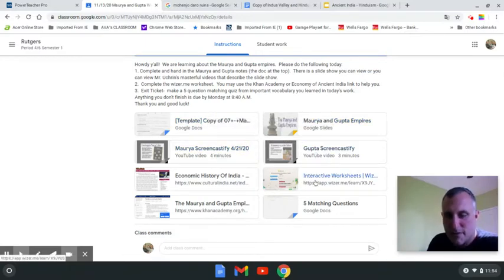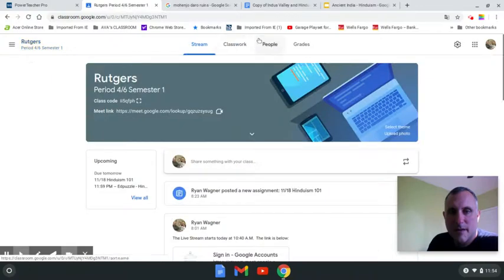Then the other thing is the interactive worksheet. Lots of students didn't do this. It's a Wiser worksheet. It's real quick, and you've got to complete that. Later on, we started talking about today.